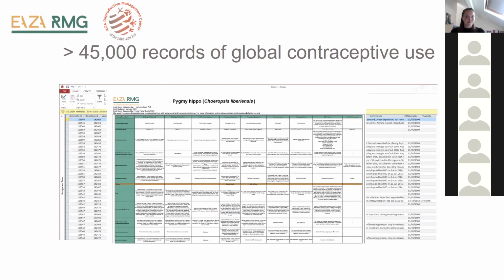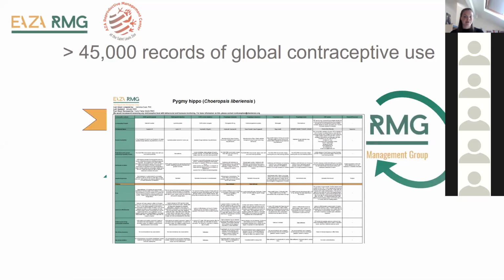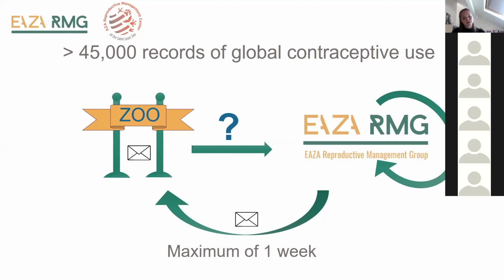Each guideline, particularly if it's for a new species or if it's a very specialist query, will then be reviewed internally by the reproductive management group. So this is an opportunity for all of our working group advisors to provide their experience as well, and to ensure that all of the guidelines that we're providing you with are evidence-based and as up-to-date as possible. It normally takes about a week, and then we send it back to you.